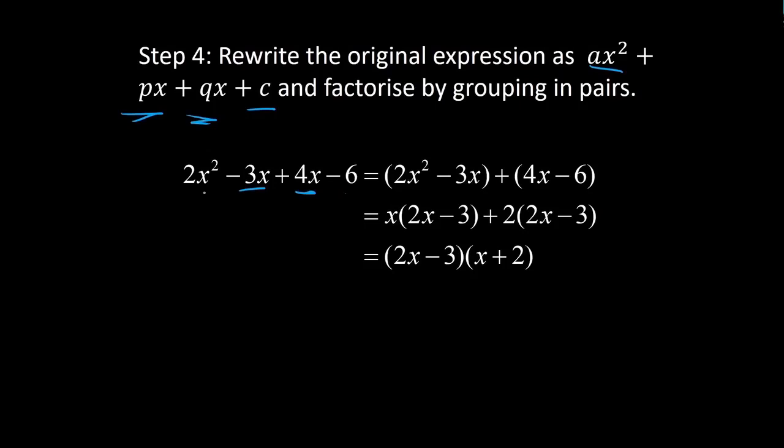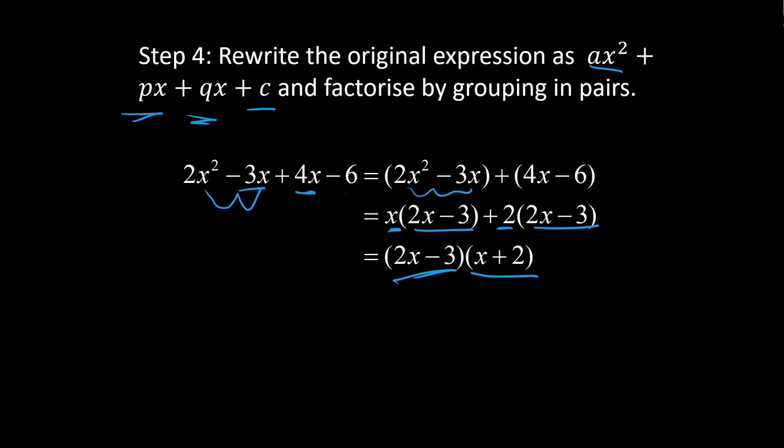I then group the terms that are next to each other together, so 2x squared minus 3x, and there I can take out a common factor of x, and I get 2x minus 3. And then from the 4x minus 6, I can take out a common factor of 2, and I'm left with 2x minus 3. I then take out my common bracket now, which is 2x minus 3, by dividing through by 2x minus 3, and I'm left with 2x minus 3 times x plus 2. And you can check that out, multiply that out, and you will see that you'll get back to your initial expression.